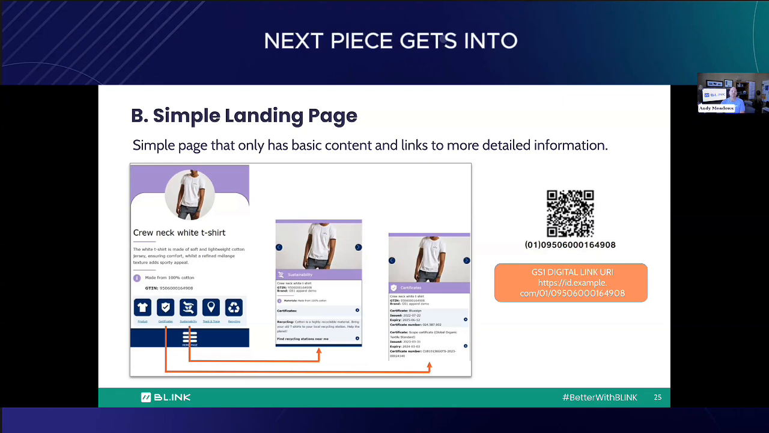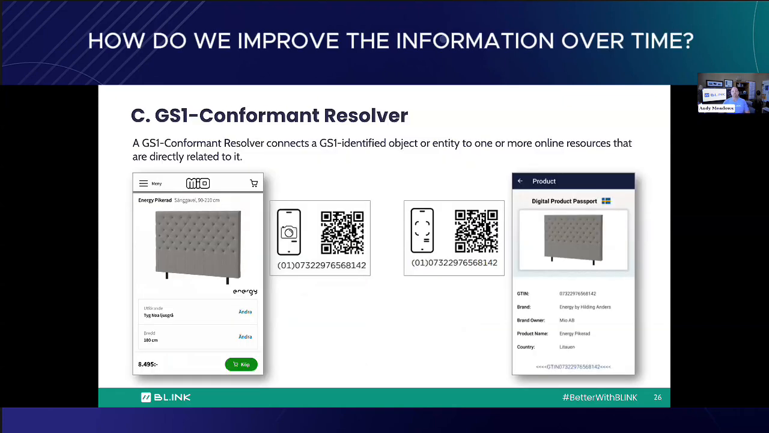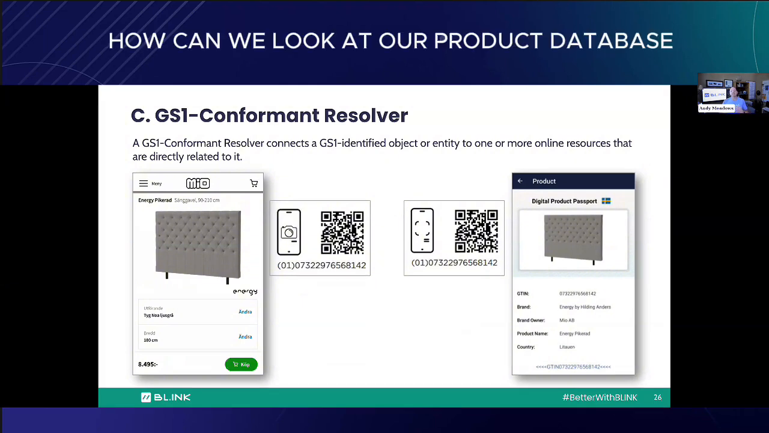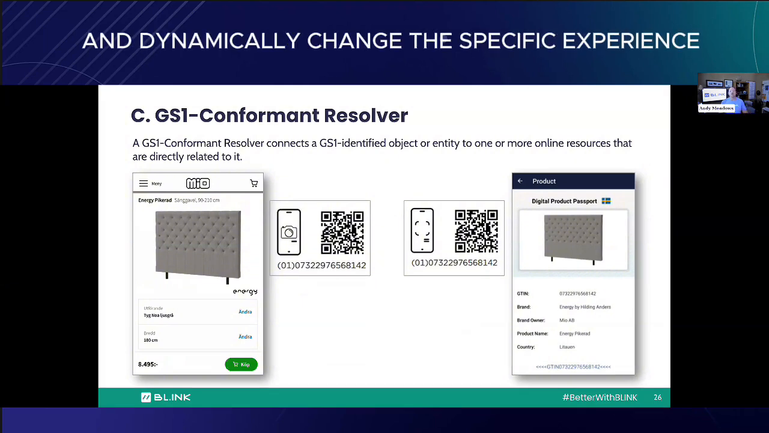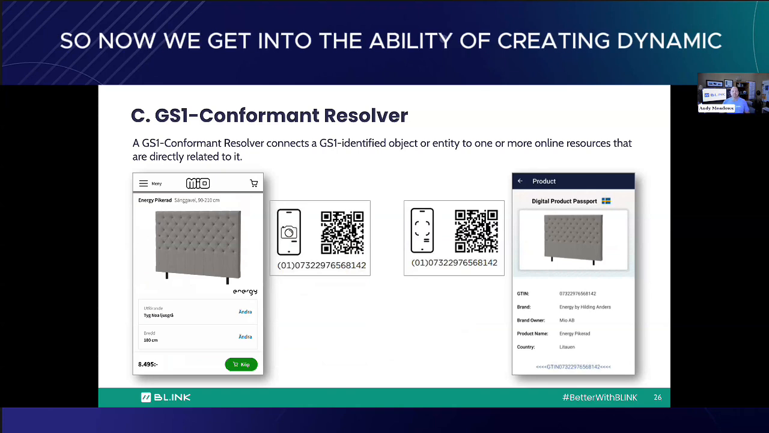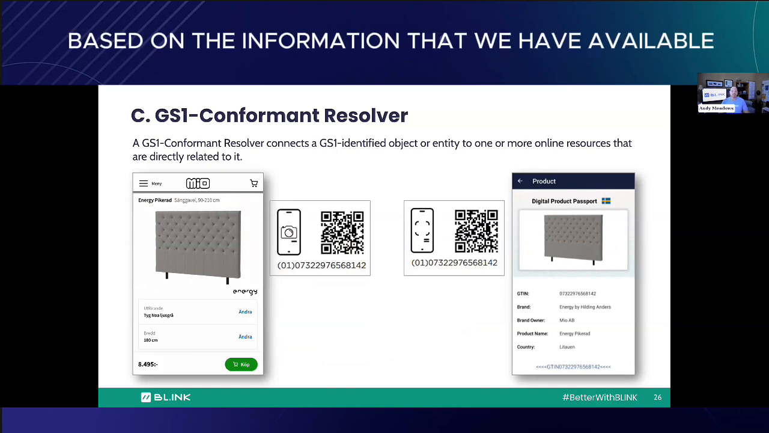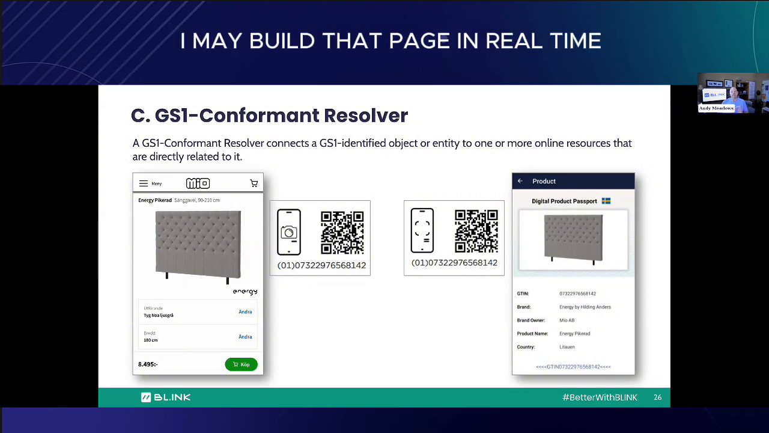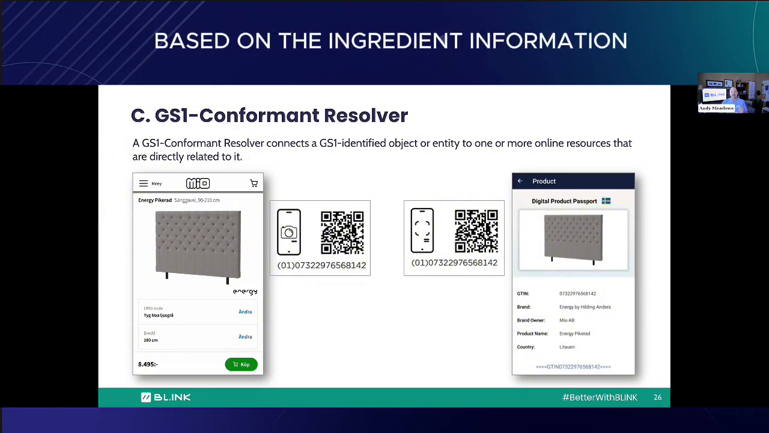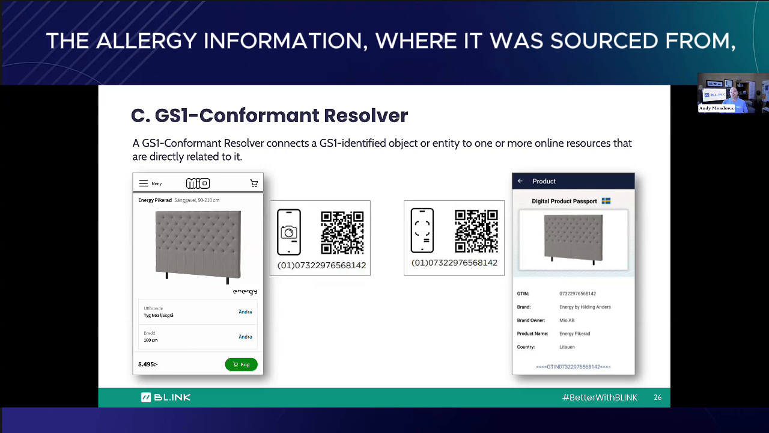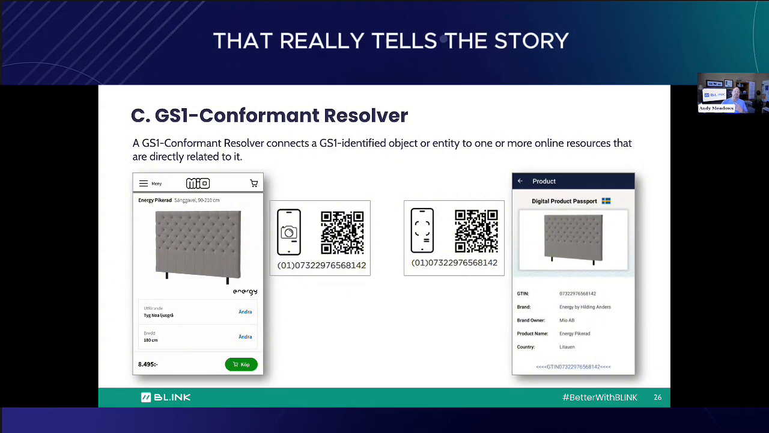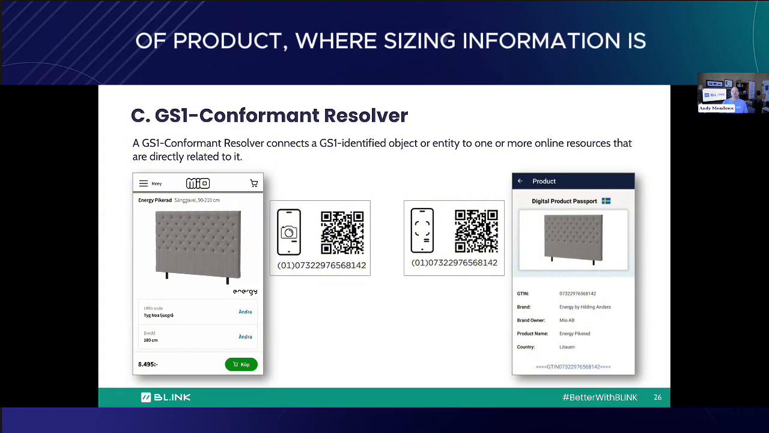Now, as that evolves, the next piece gets into how do we improve the information over time? How can we look at our product database and dynamically change this based on that experience? And so now we get into the ability of creating dynamic web pages based on the information that we have available. So when I scan that particular G10, I may build that page in real time based on the ingredient information, the allergy information, where it was sourced from, what batch it was from, where it was manufactured, what is the information that really tells the story of that product, what the recycling information is.